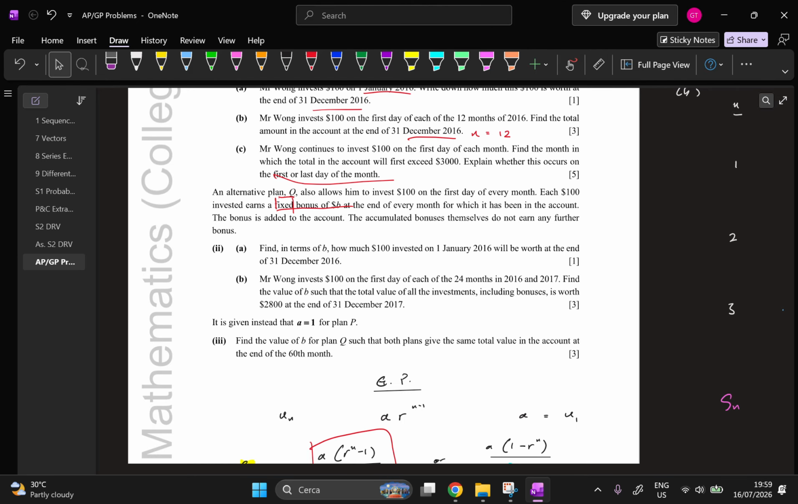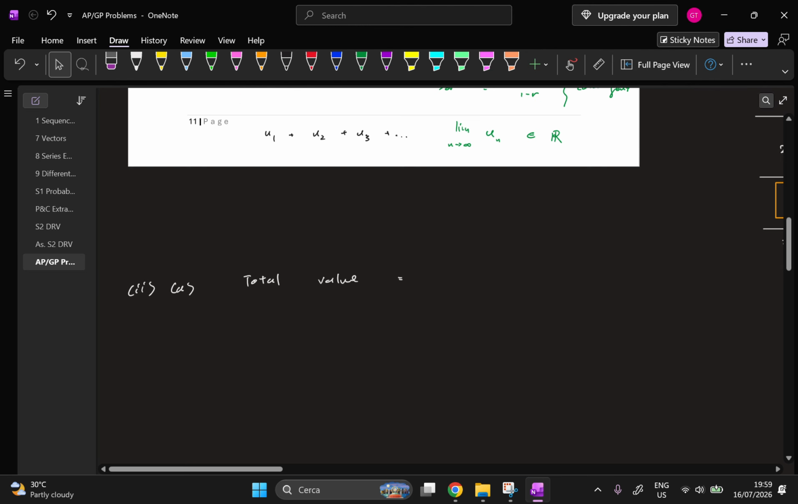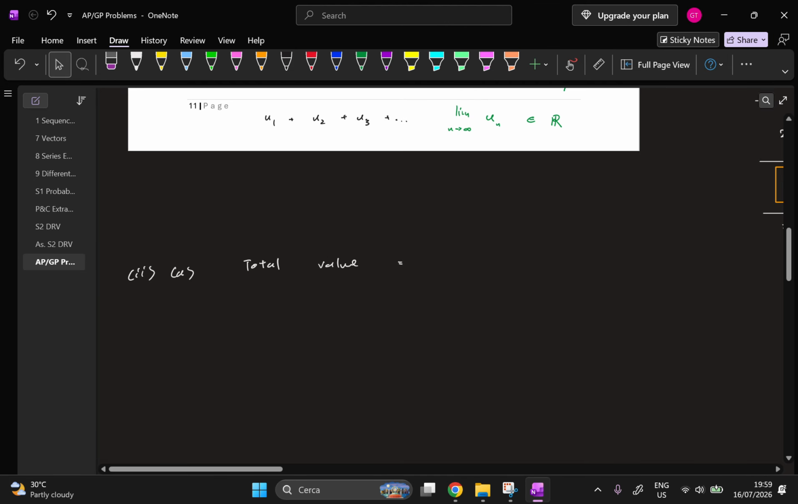So he invests 100 on the first day of every month, right? After 12 months, what is the total amount that he invests? He puts in 100 every month for 12 months. So the total amount that he put in himself is 1200, correct? And then what is the total amount that the bank put in for him? For each $100, the bank will put in B. And there are 12 sets of $100. So the total amount that the bank will put in is 12B. Done. Okay, next.